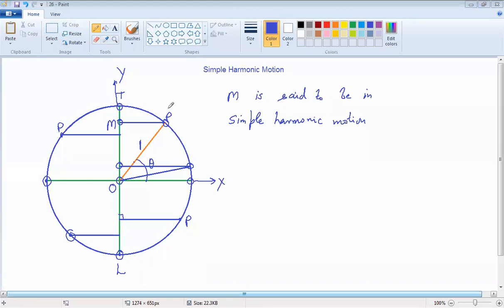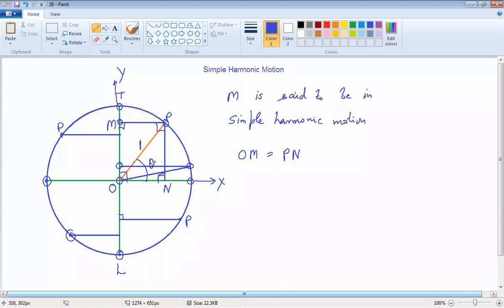And if I draw a perpendicular from P on the x-axis, suppose this point is N, then OM is equal to PN. Is it okay? Because here is 90 degrees, here the y-axis and x-axis are also at 90 degrees. This is also 90, so this fourth angle is also 90. This is a rectangle, so the OM distance is equal to PN. Is it right? Yes.